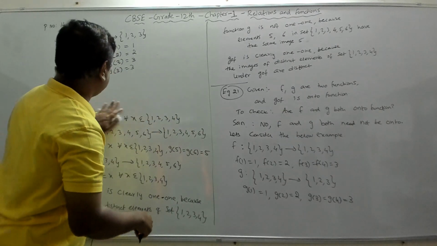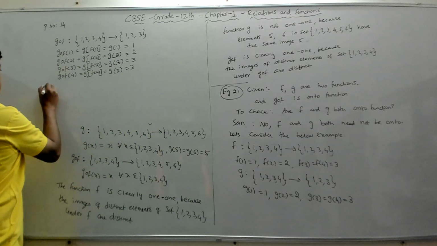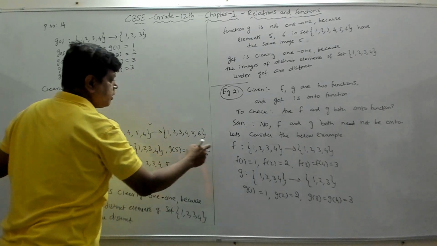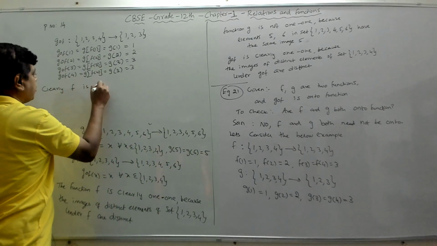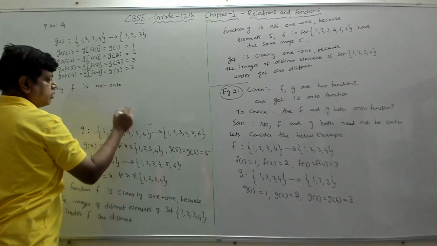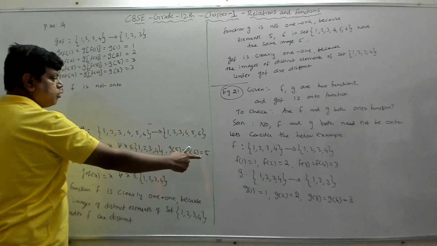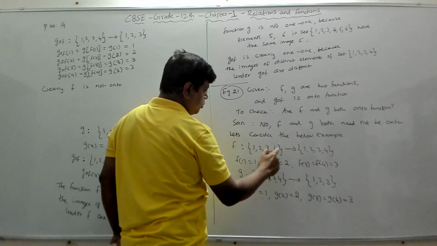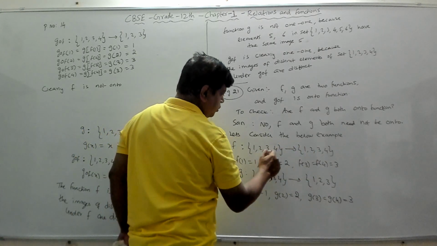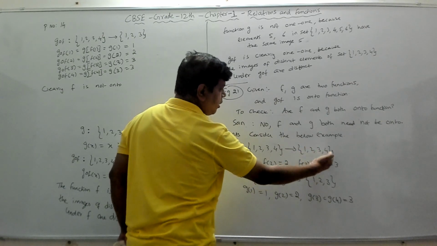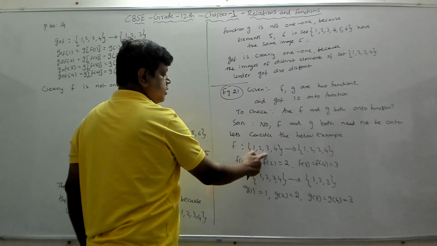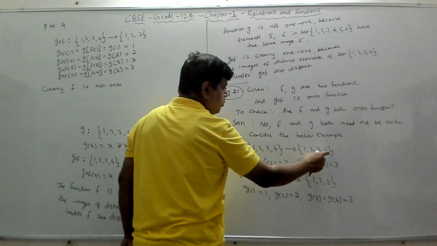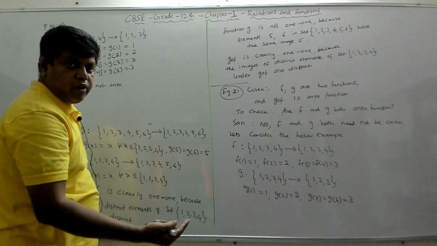So here we'll say clearly the function f is not onto. Why is f not onto? Here 1, 2, 3, 4: 1 goes to 1, 2 goes to 2, 3 goes to 3, 4 also goes to 3, but this 4 does not have an element in this set such that f of x is equal to 4. So no element here is mapped to 4. Therefore f is not onto.